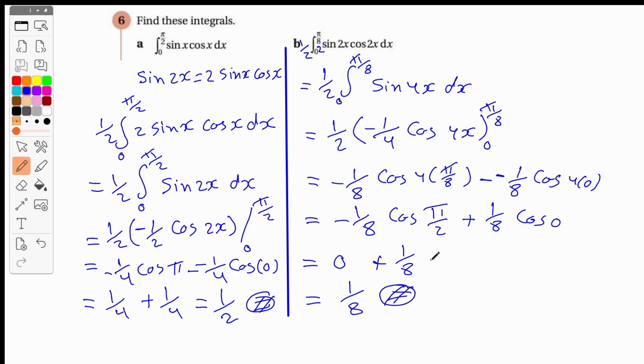Okay, this is the final answer for this question. Don't forget that cosine pi over 2 is 0. That's why this whole quantity is 0. 0 times negative 1 over 8 is 0. Cosine 0 is 1. 1 times 1 over 8 is 1 over 8. So the final answer here is 1 over 8.